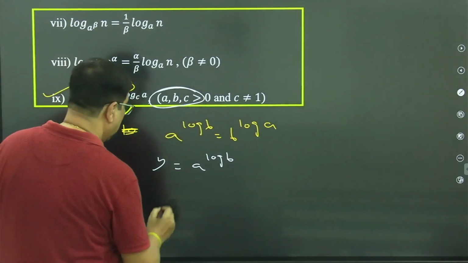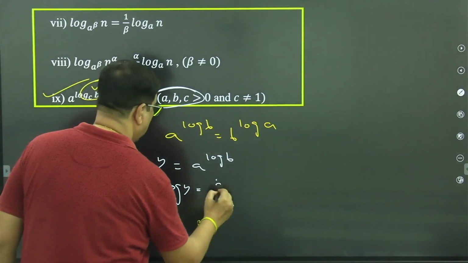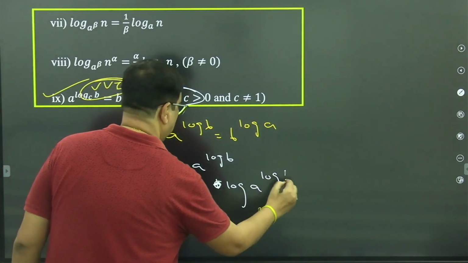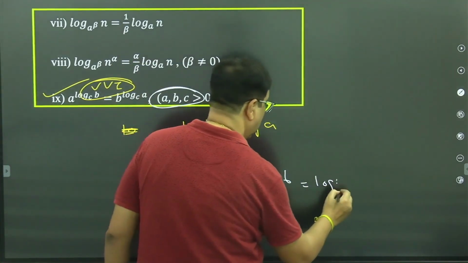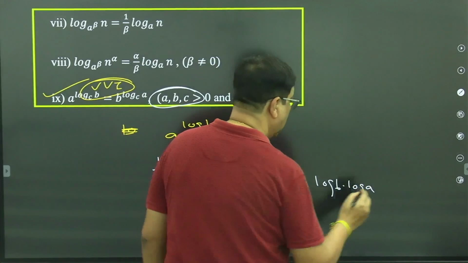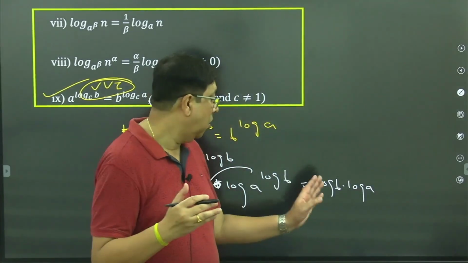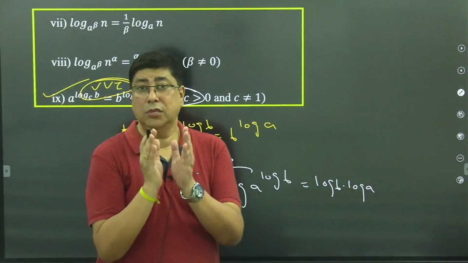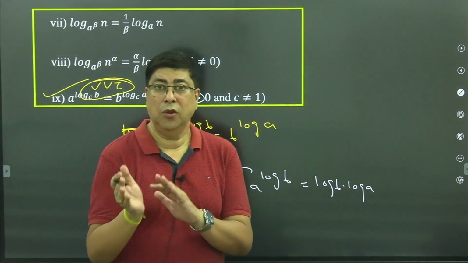So let's do one thing. Let's take the log on both sides. Log y equals log of a to the power this thing. So the power comes outside. Therefore log b into log a. So 5 into 2 equals 2 into 5. This is the commutative property. So log b into log a equals log a into log b. Remember one thing, everybody: this is called the commutative property. m into n equals n into m.